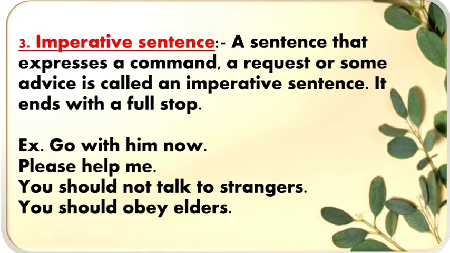For example, go with him now. This is the example of command. Please help me. This is a request. You should not talk to strangers. This is an advice. You should obey elders. This is also an advice. So these are the examples of imperative sentence. When you see that a sentence expresses a command, request or some advice, you can say that these are the examples of imperative sentences. All right.